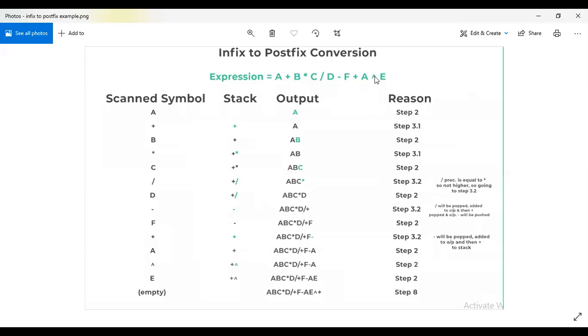This symbol tells it is an exponent. Yes, A to the power of E. That is the meaning. I think you have studied it in your 8th class or 9th class. A star B, B star A, something like that. In the same way, this also represents A to the power of E, exponent. So this exponent will have the highest preference. Star and slash will have the next highest preference. Plus and minus will have the next highest preference.